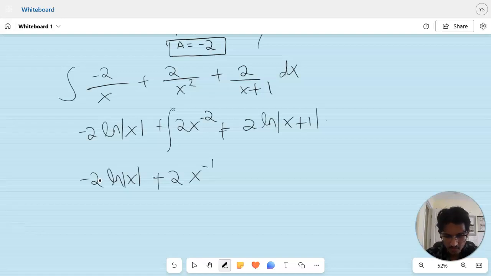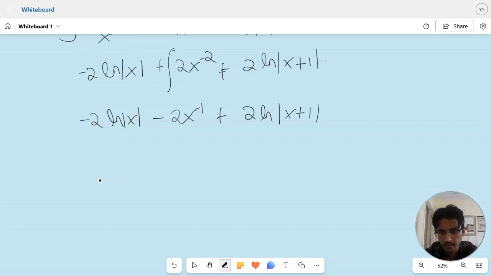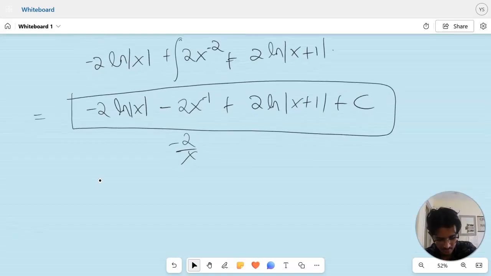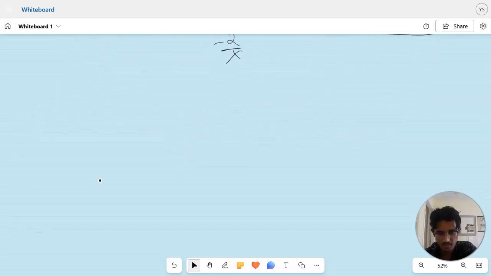So this is going to be x to the negative first: subtract 1 from the exponent, and bring it down by 1. And then this is going to turn into negative 2 x to the negative first plus 2 natural log of x plus 1. Okay, guys, and that is our answer. You could also write this as negative 2 over x, but plus c. Do not forget that plus c. So that is our answer, guys: negative 2 ln of x minus 2 over x plus 2 ln of x plus 1 plus c.